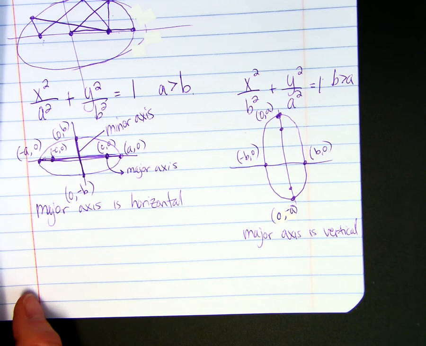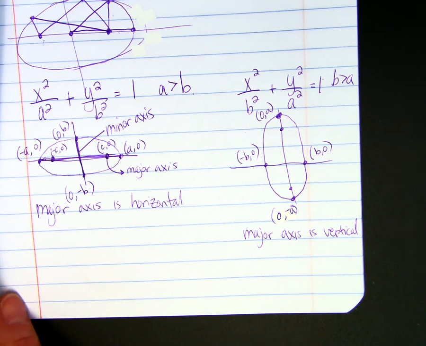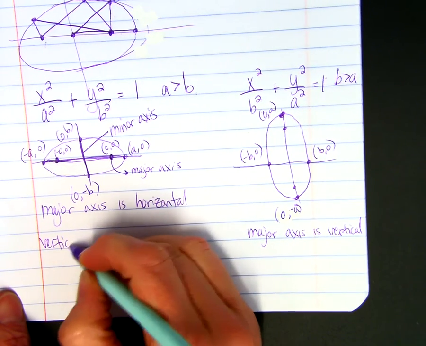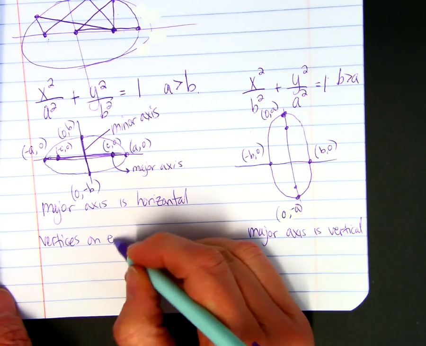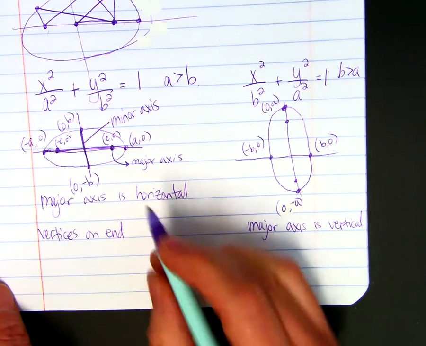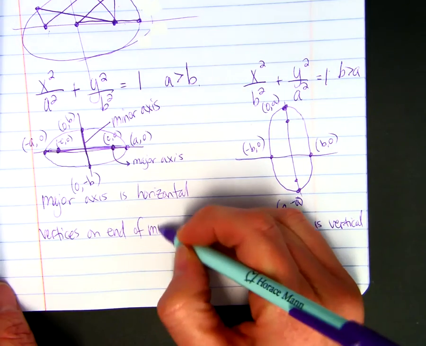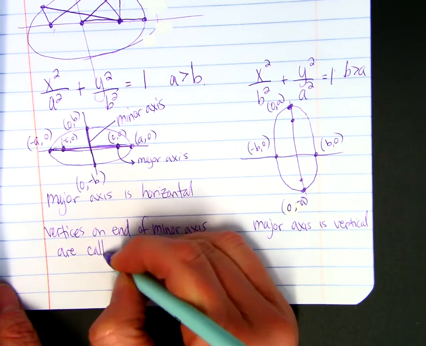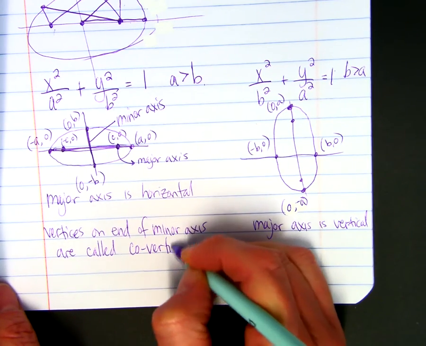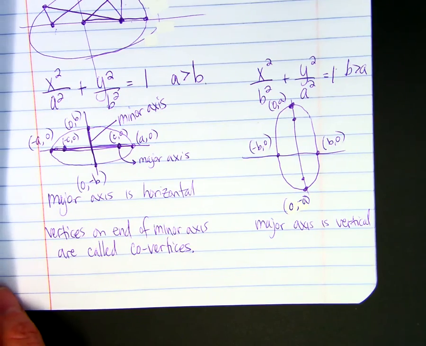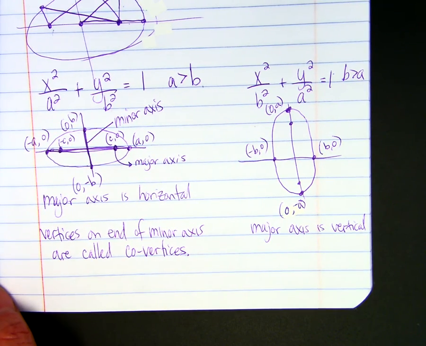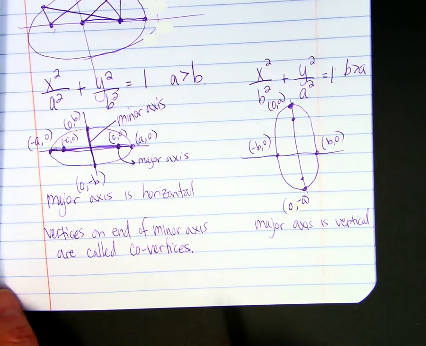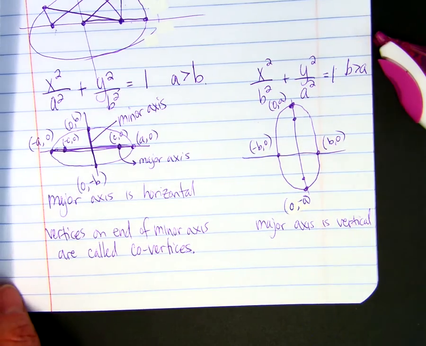We call the vertices on the end of the minor axis, okay, so we'll write this part down. Endpoints. Vertices on the end of the minor axis are called co-vertices. The endpoints of the major axis are just called vertices. So the minor axis gets second, they're co-vertices. They don't get to have their own.